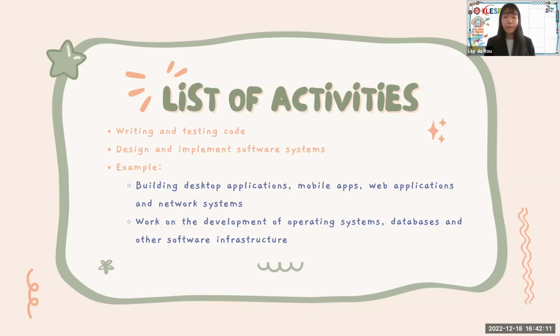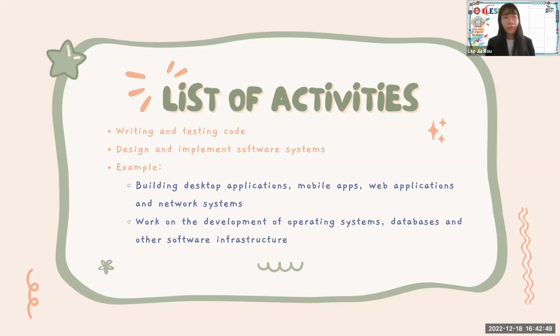And some of the examples that you can do after becoming a software engineer is you will build desktop applications, such as, you might have heard of Firefox, Chrome, Microsoft Word, or Microsoft PowerPoint, and etc. So those are examples of desktop applications that you will be developing if you become a software engineer. And also you will be developing mobile apps.